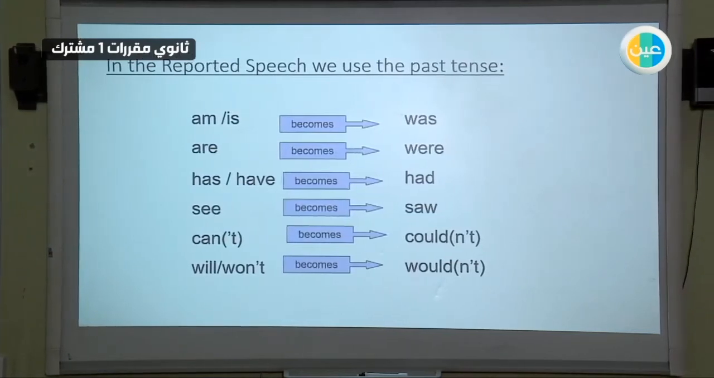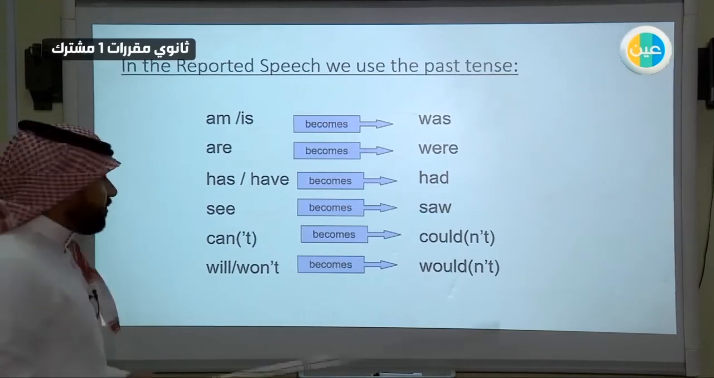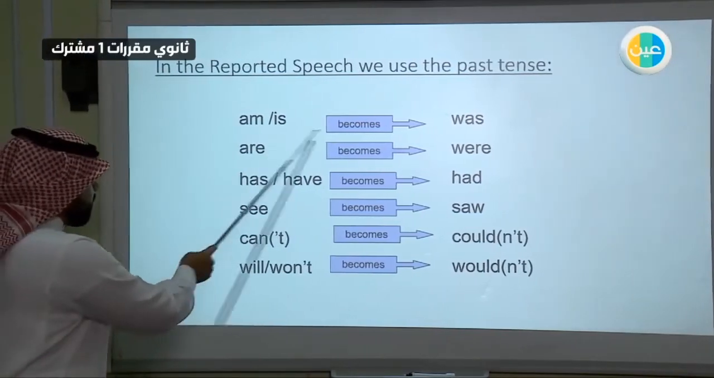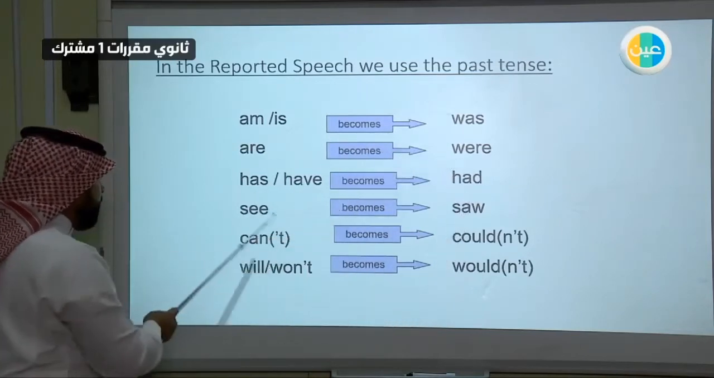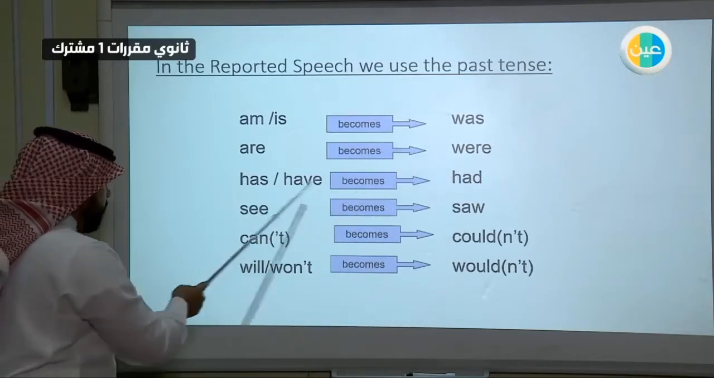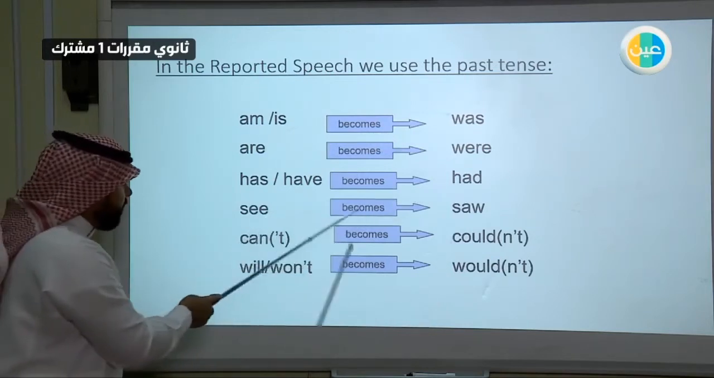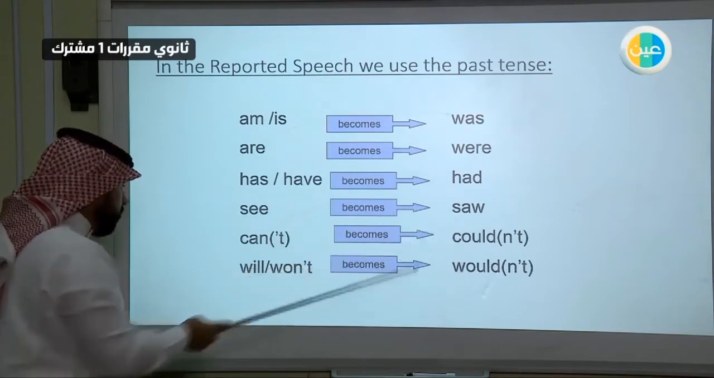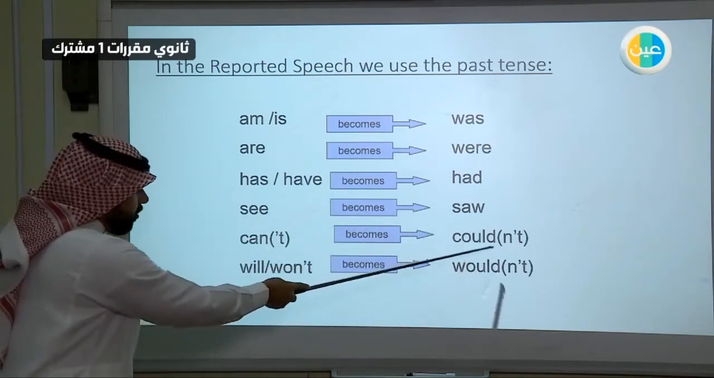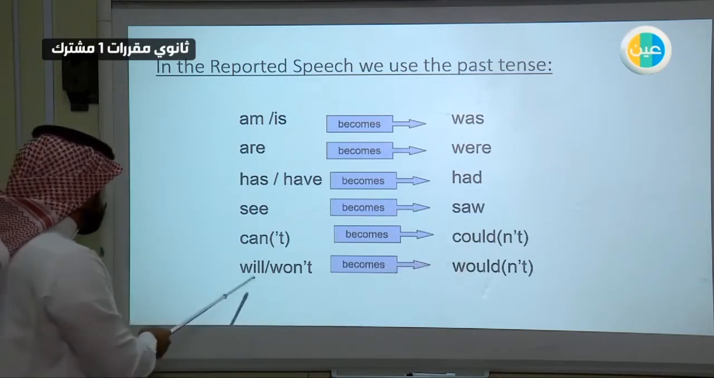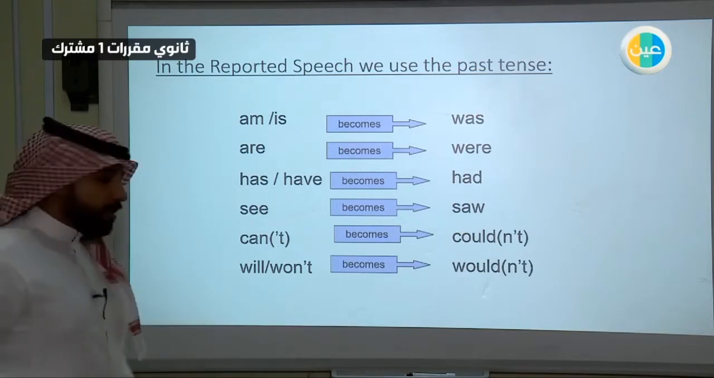In reported speech, we use the past tense because it took place in the past. So am or is becomes was, are becomes were, has or have, both of them, become had. Because it's a regular verb, for example, can or can't becomes could or couldn't, will or will not becomes would or would not.